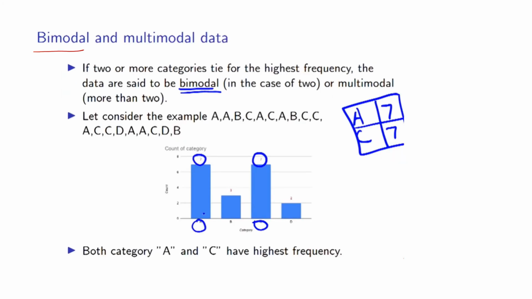Then come to the bimodal or multimodal. What is it? If two or more categories tie for the highest frequency, the data are said to be bimodal in the case of two, or multimodal for more than two. In this data, the frequency of A is 7 and the frequency of C is also 7. So A and C share the same proportion of the data, so this data is bimodal.